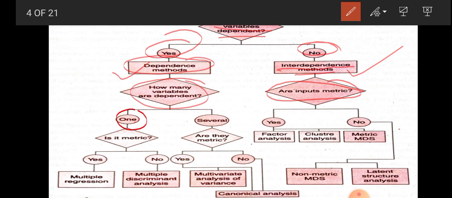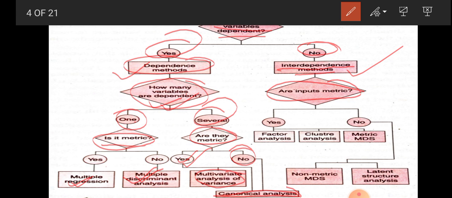If there is one dependent variable, then is it metric? If yes, then we will use multiple regression, and if no, then we will use multiple discriminant analysis. If there are several dependent variables, then are they metric? If they are metric, then we will use multivariate analysis of variance, or if not, then we will use canonical analysis.